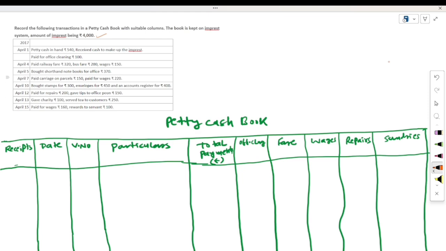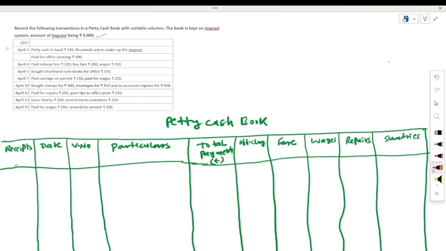So here, the imprest system value is how much? 4,000. It means you will get 4,000 at the beginning of every period. If you are calculating monthly, then you will get 4,000 at the beginning of the month. See here, this is the month of April. Here we will prepare the petty cash book for the month of April.